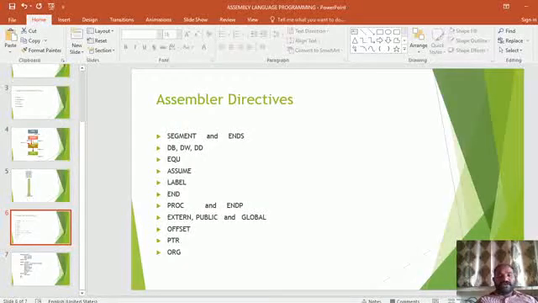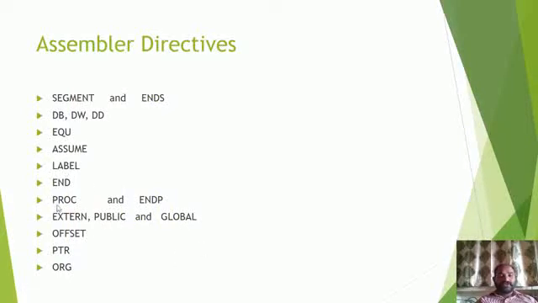So here in the present class we are going to see the other kinds of directives which are supported by the macro assemblers. One is PROC, another one is ENDP, EXTERN, GLOBAL, PUBLIC, OFFSET, PTR, ORG. Okay, now PTR is nothing but the pointer. We'll see that one by one, no problem.